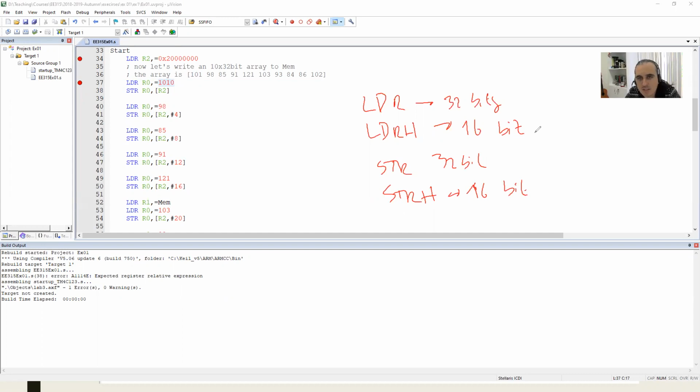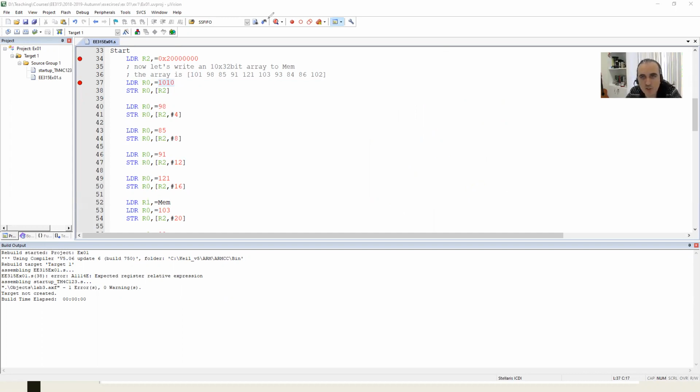What I'm trying to say is, I'm going to change this code, guys. I'm going to make this code as LDRH and STRH. In this case, it's going to work for only 16 bits. Let's see how it works.